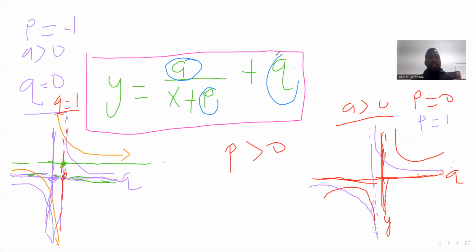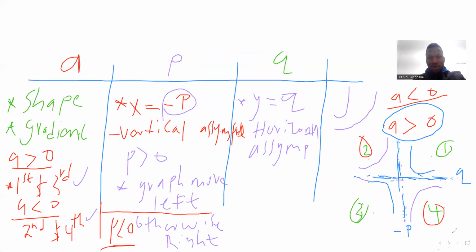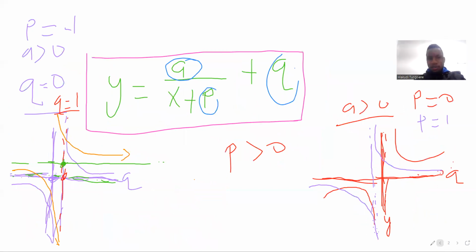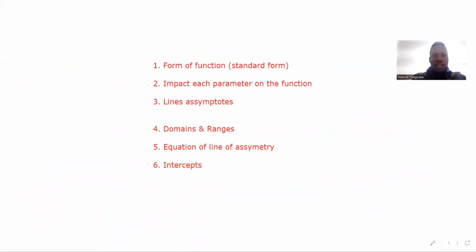You see, so essentially, Q shifts your graph up or down. If Q is positive, your graph goes up, and if Q is negative, the graph goes down. If Q is 0, your graph is just at the y-axis, essentially. Okay, that's all about Q and A and P. So if you understand the impact of these 3 parameters, you're already halfway there in terms of answering any exam questions, right?